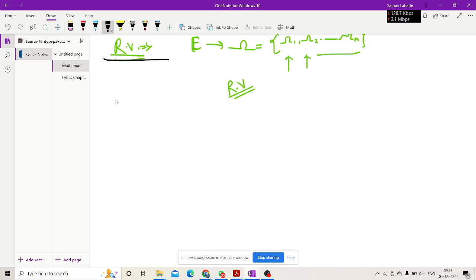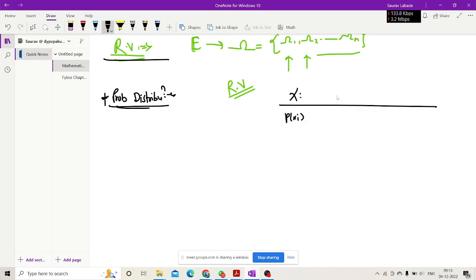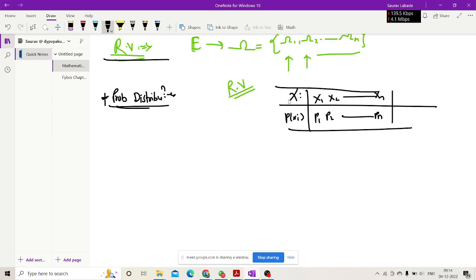Now after the discrete random variable, we have just started with the concept called the probability distribution, right? So what is a probability distribution? When I am taking the random variables along with their probabilities, I am taking some random variables x1, x2, up to xn, and I am also taking some probabilities p1, p2, up to pn. Now there are two conditions. What are those two conditions?